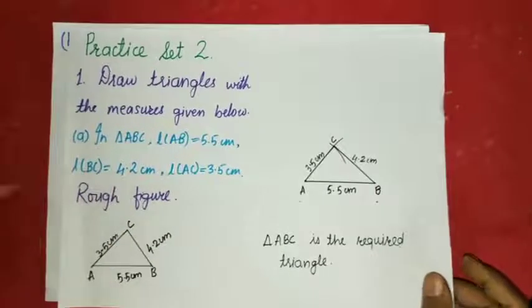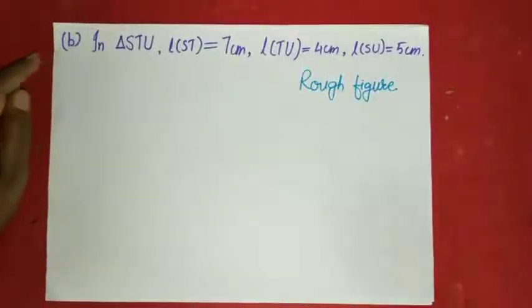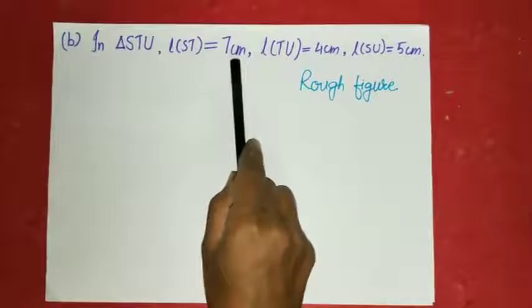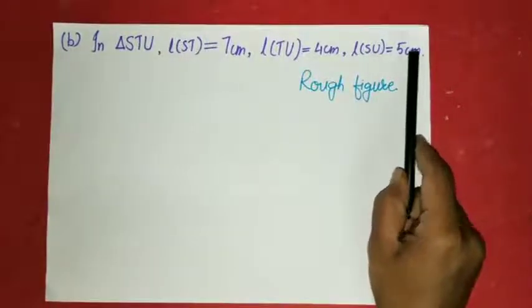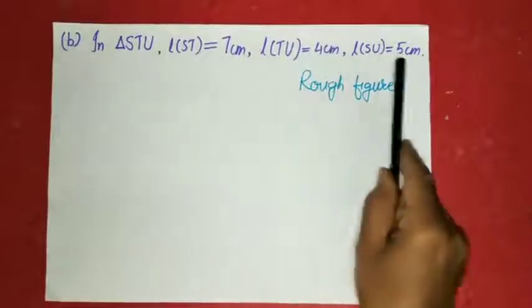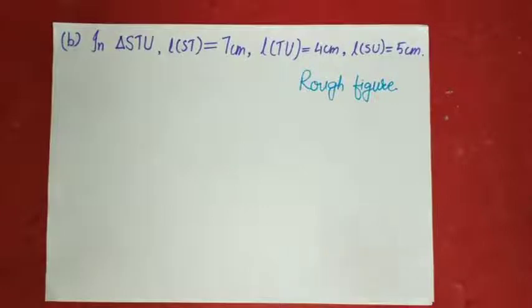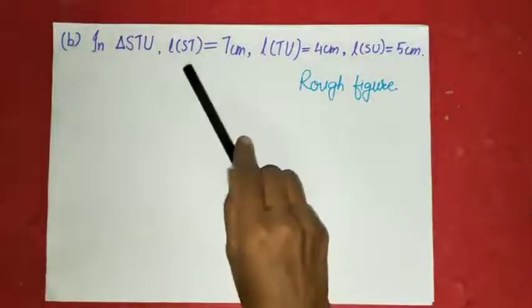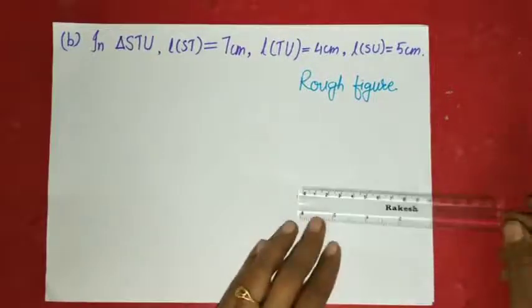Now we will see second example of question 1, that is B. In triangle STU, length ST is 7 centimeter, length TU is 4 centimeter and length SU is 5 centimeter. Again in this example, length of all the three sides are different. That is, it is again a scalene triangle. Again, the longest side is segment ST. So we will take it as the base. Also we will show it as the longest side in our rough diagram.